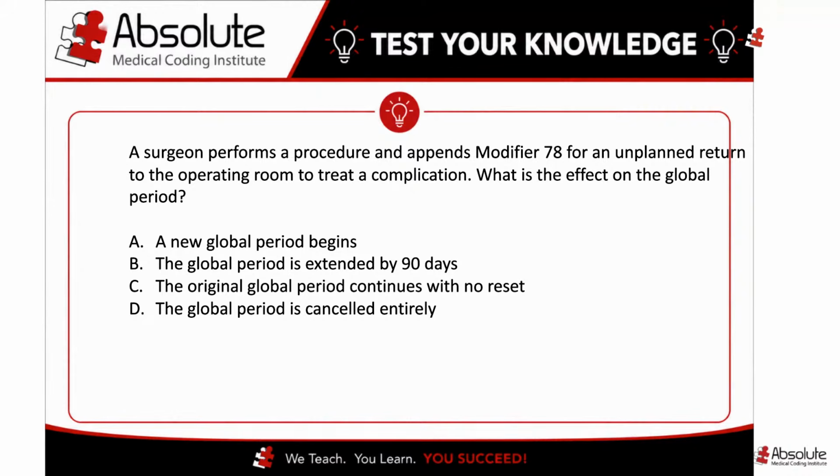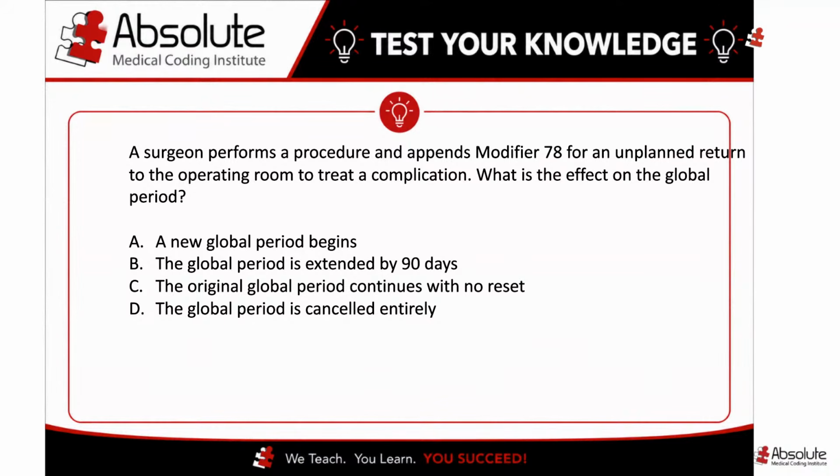What is the effect on the global period? Whenever it's a word problem, I like to read it all, so let's go ahead and read it. A surgeon performs a procedure and appends modifier 78 for an unplanned return to the OR to treat a complication. What is the effect on the global period? A, a new global period begins. B, the global period is extended by 90 days. C, the original global period continues with no reset. D, the global period is canceled entirely.